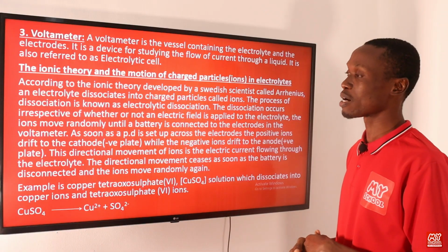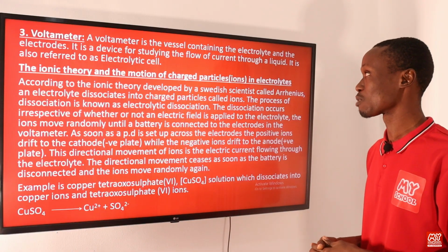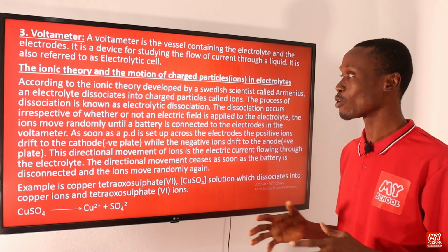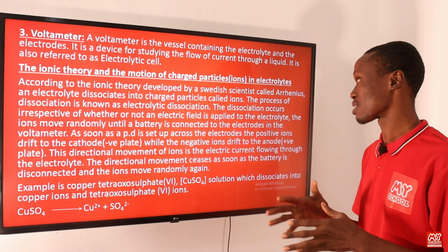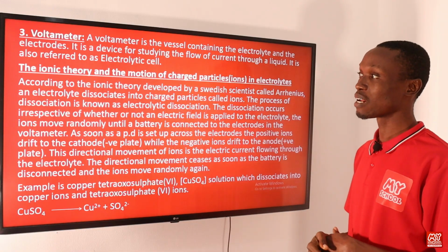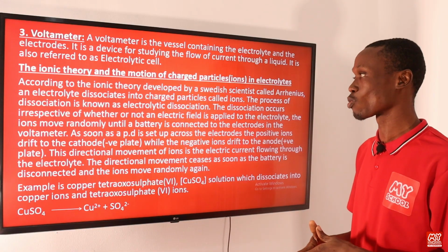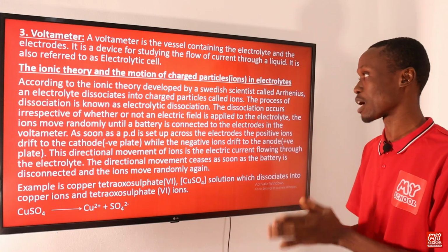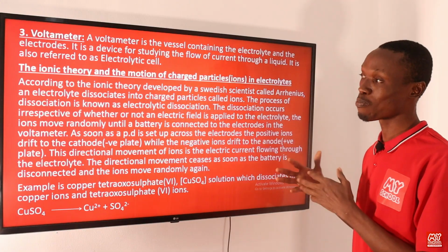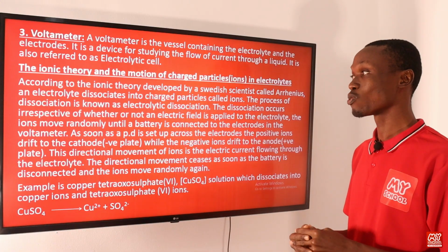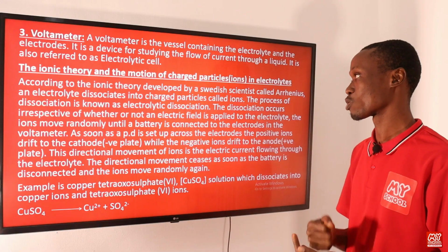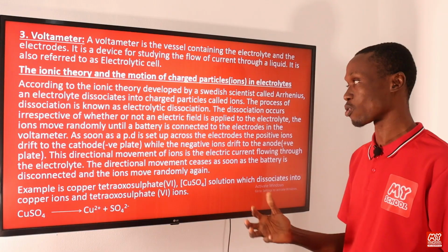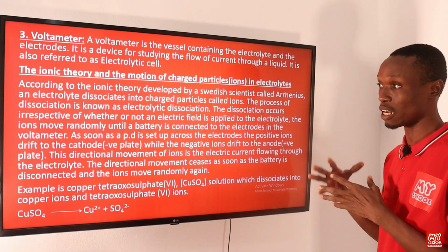Now let's talk about the ionic theory and the motion of charged particles, ions, in an electrolyte. According to the ionic theory developed by a Swedish scientist called Arrhenius, an electrolyte dissociates into charged particles. By dissociate, I mean breaks down, into charged particles called ions. The process of dissociation is known as electrolytic dissociation. The dissociation occurs irrespective of whether or not an electric field is applied to the electrolyte.